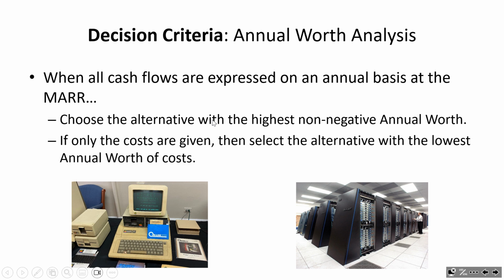Just like the other decision criteria, if you have options where only costs are provided and the option is obligatory, where it's not an optional project, where it has to be one or the other, then you just choose the alternative with the least negative annual worth.